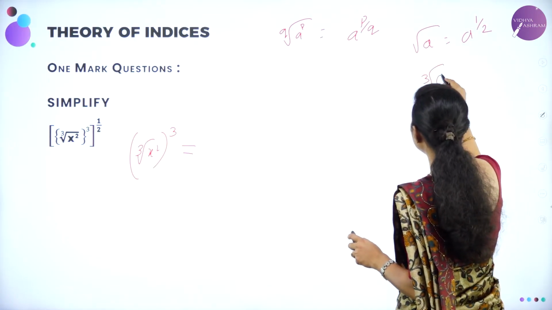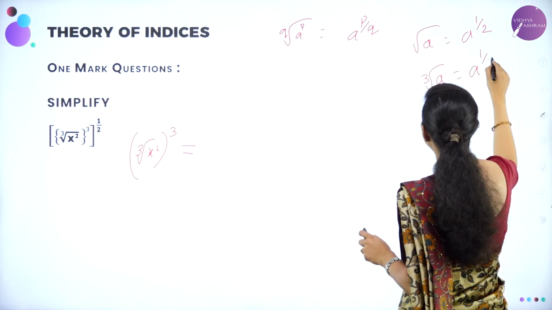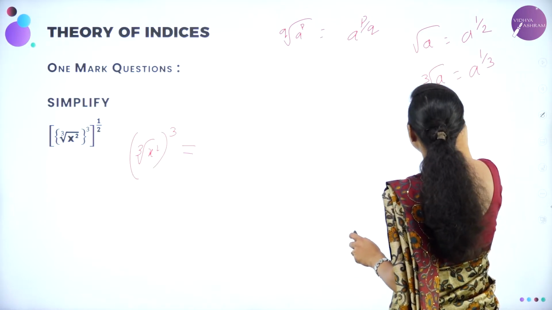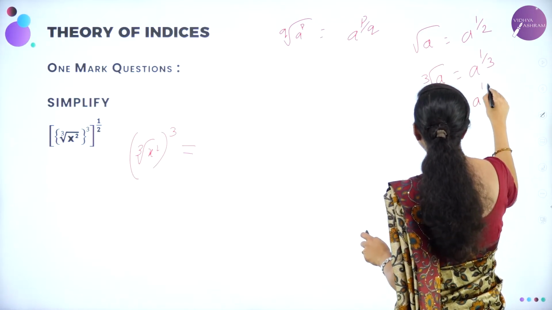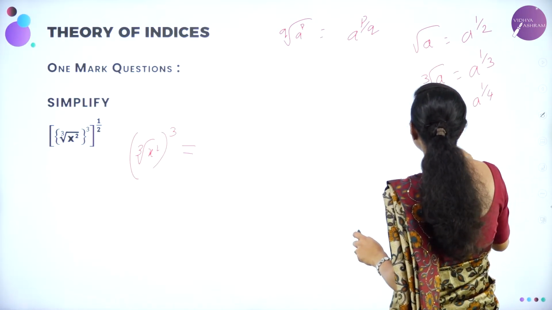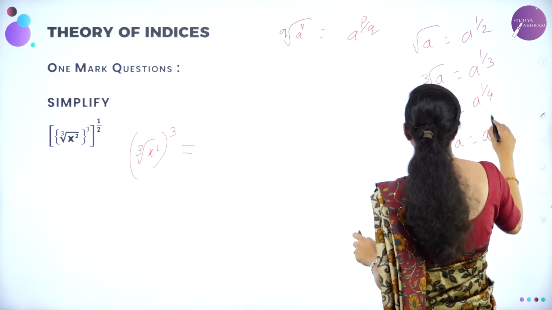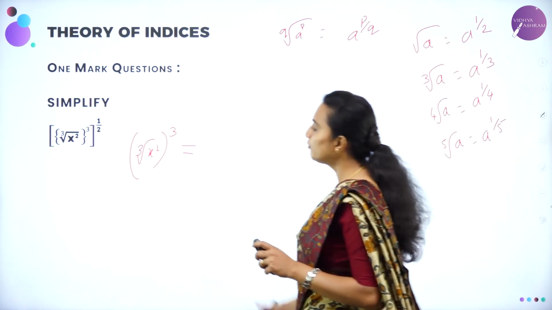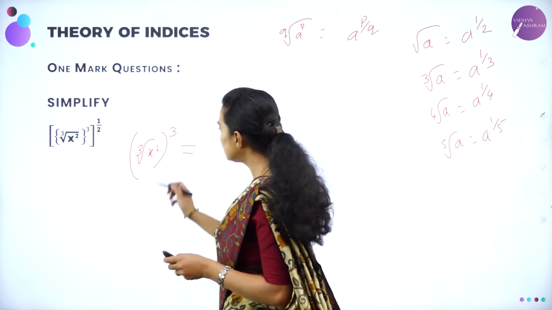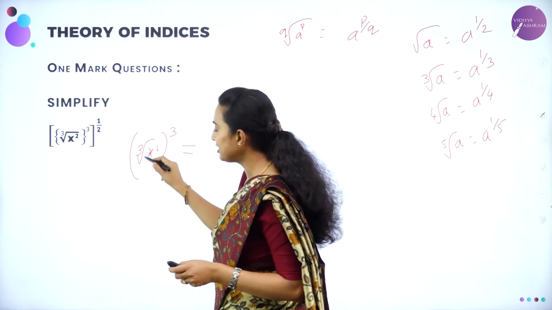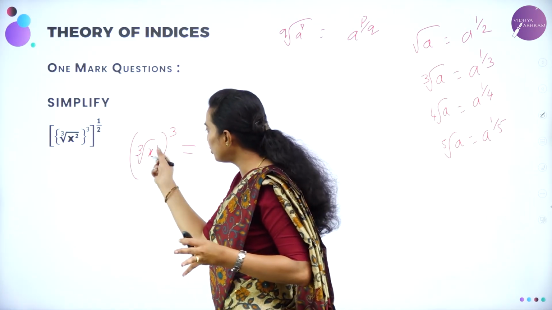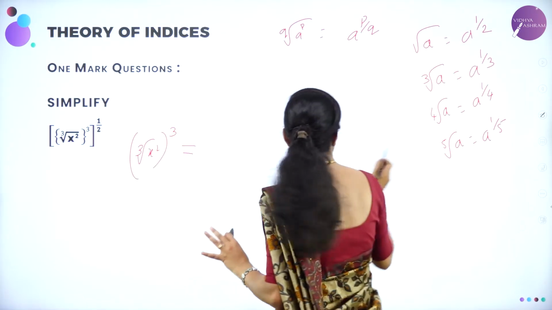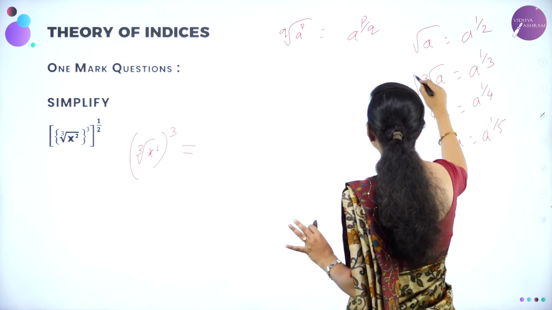Similarly, cube root of a can be written as a to the power of 1 by 3. Fourth root of a can be written as a to the power of 1 by 4. Fifth root of a can be written as a to the power of 1 by 5. If you observe carefully here, if you consider x squared as a, cube root of a can be written as a to the power of 1 by 3.